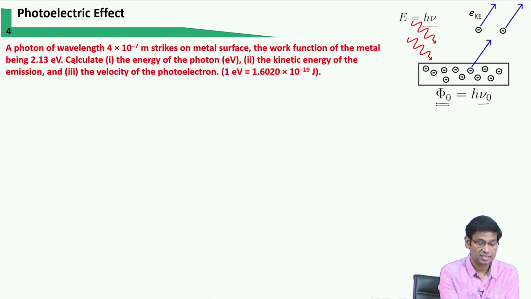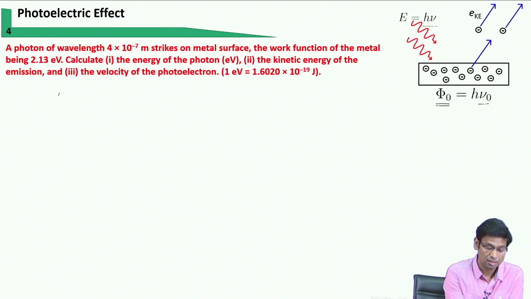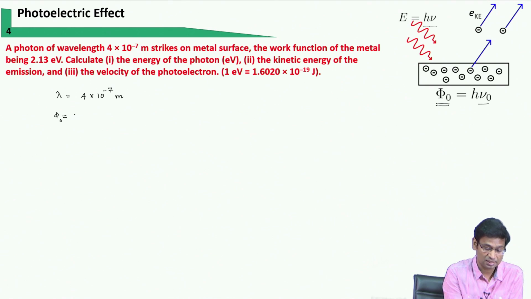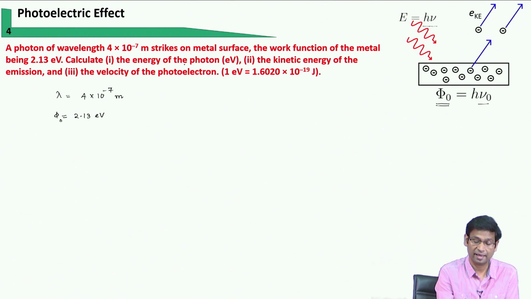The question says that we have a photon of wavelength 4 into 10 to the power minus 7 meter. So, therefore, lambda is 4 into 10 to the power minus 7 meter. It strikes a metal surface, and the work function of the metal, phi 0, is given as 2.13 electron volt, and we have to calculate the energy of the photon, the kinetic energy of the emission, and the velocity of the electron. So, first let us look at the first bit, the energy of the photon.